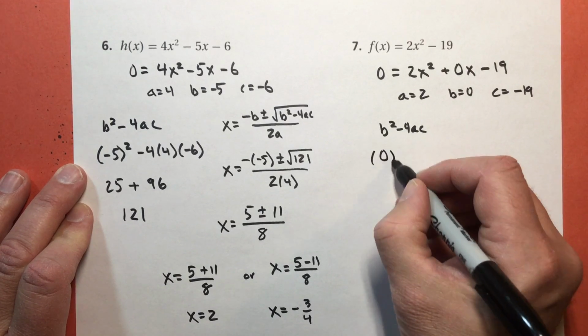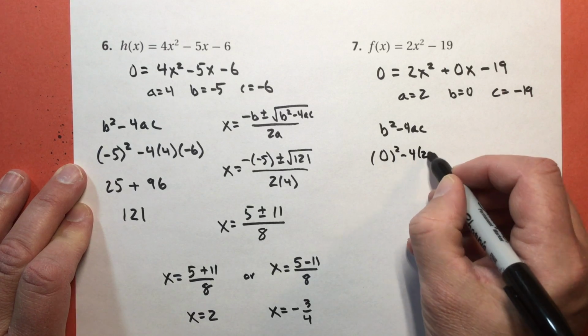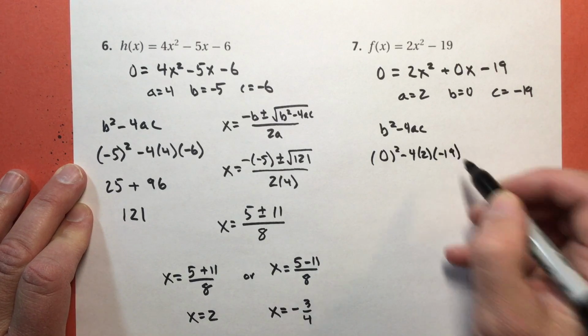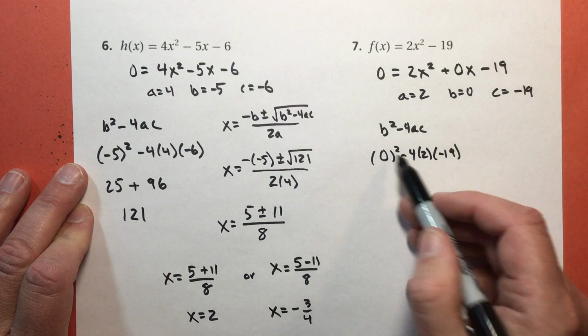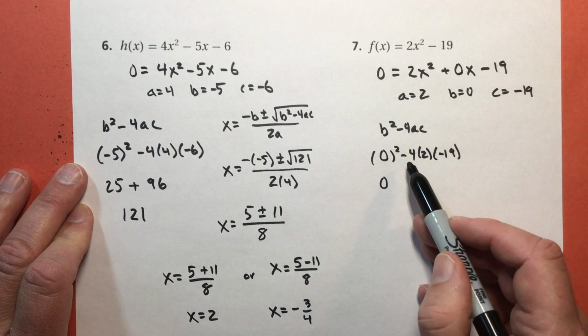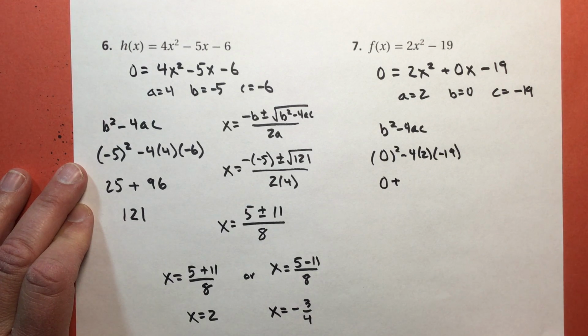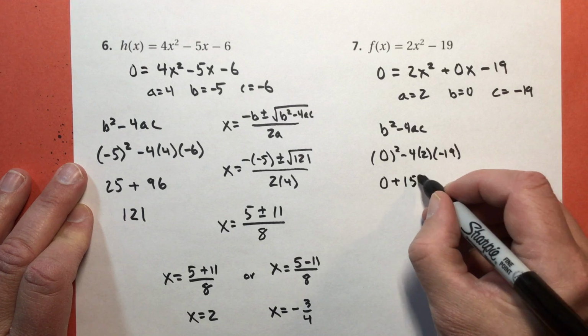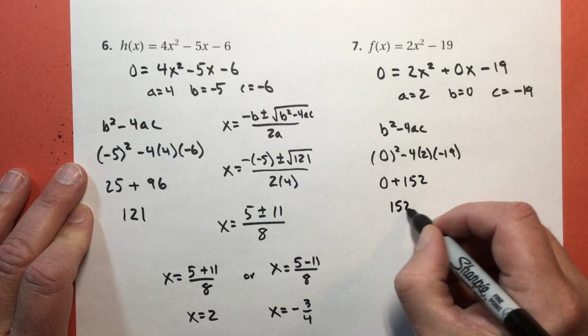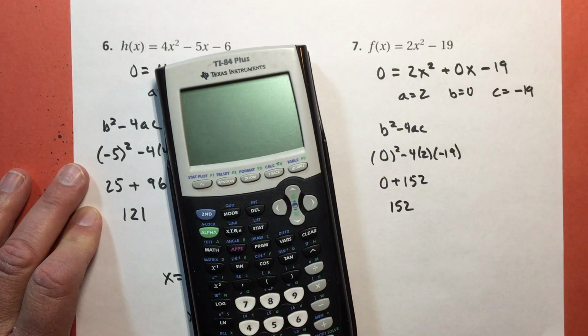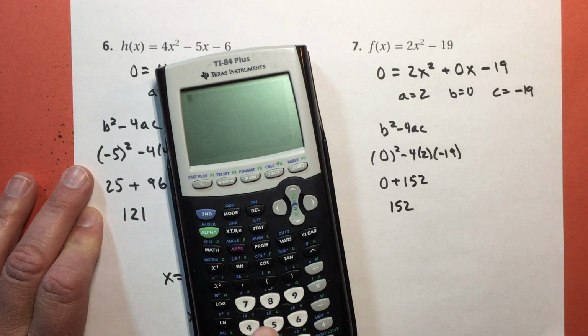So I get 0 squared minus 4 times 2 times negative 19. Yikes. 0 squared is 0. Negative times negative is a positive. And 8 times 19 is 80 plus 72, which is 152. So I get 152. I want to double check that. 4 times 2 times 19. Yeah, okay.